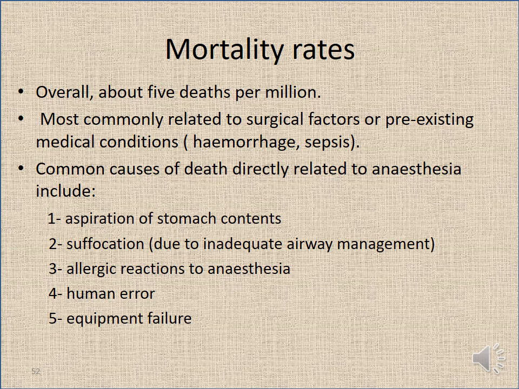The mortality rate for patients who have taken general anesthesia is overall about 5 deaths per million. The most commonly related surgical factors or pre-existing medical conditions are like hemorrhage and sepsis. Common causes of death directly related to anesthesia include aspiration of stomach content, suffocation due to inadequate airway management, allergic reaction to anesthesia, human error, and equipment failure.